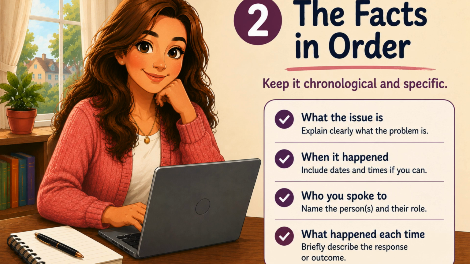Step 2. The facts in order. I know when you're frustrated, it's tempting to just pour everything out, but try to keep this chronological and specific. When did the problem start? When did you report it? Who did you speak to? And what did they say? Write it out like a timeline. Dates really do matter here.